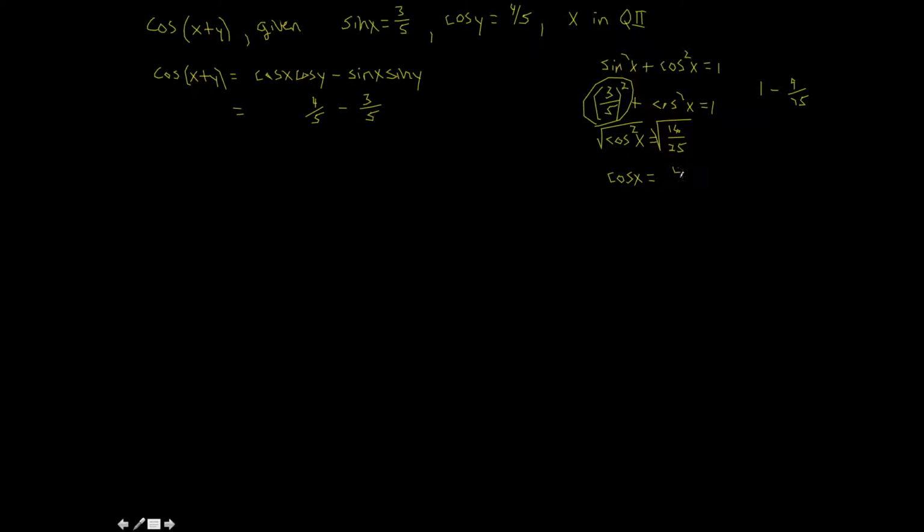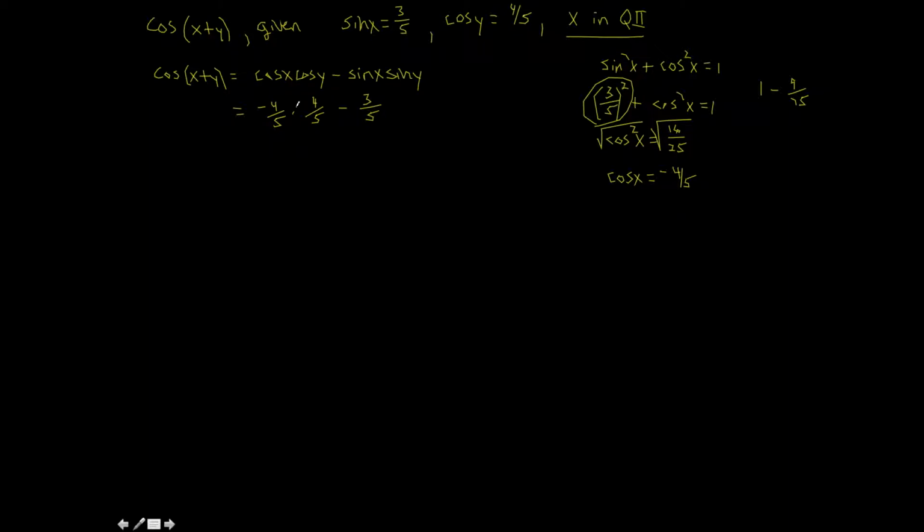gives you 4/5. Now, what you've got to realize though, this bit of information right here is going to come in handy. X is in the second quadrant. Well, we know cosine is negative in the second quadrant. So that's a negative 4/5. So we get to put a negative 4/5 in here.